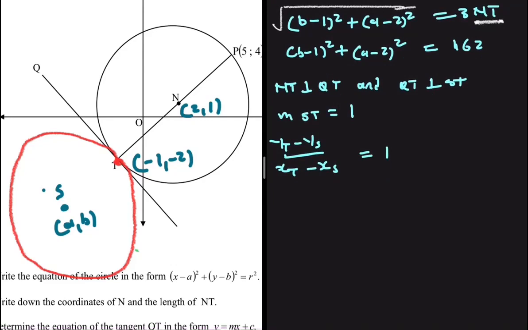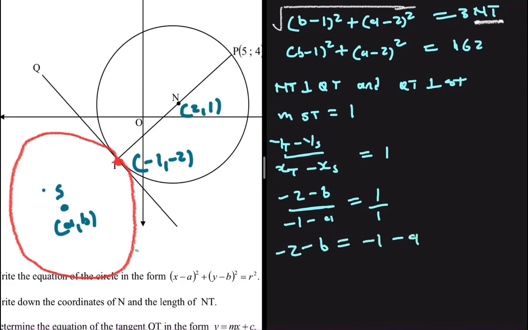So what is y of t? That is minus 2. Y of s, that is b, divided by x of t, minus 1, minus x of s, which is a, being equals to 1. So if we cross multiply, we're going to get minus 2 minus b is equals to minus 1 minus a.